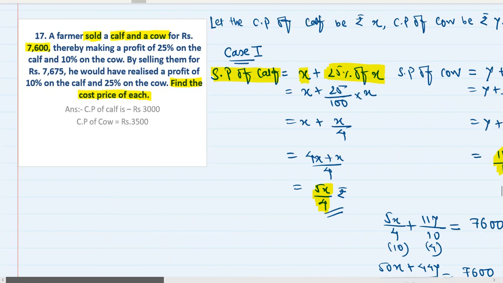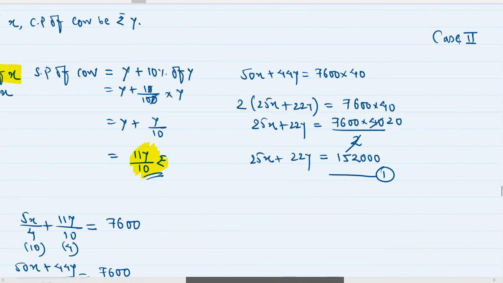In case 2, they say that by selling them for rupees 7675, he would have realized a profit of 10% on calf and 25% on the cow. Now the profit is reversed. 10% on the calf and 25% on the cow, and the total selling price has also been increased. I'm sorry, not reversed. 7675, that is the total selling price in the second case. Okay, so let's find the selling price of calf and cow separately.